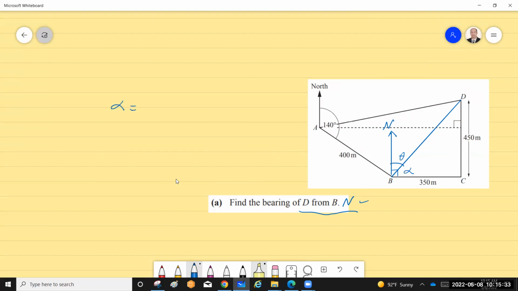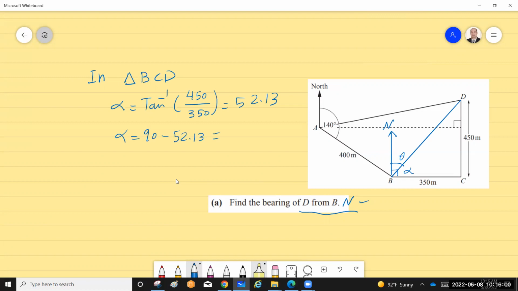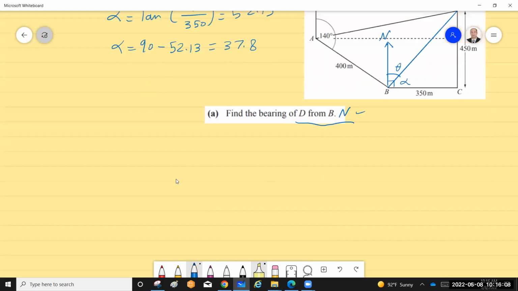The alpha in triangle BCD is tan inverse of 450 over 350. The answer is 52.13. So theta is 90 minus 52.13, since the two angles are complementary. The answer is about 37.8. Okay, it's a very easy question.